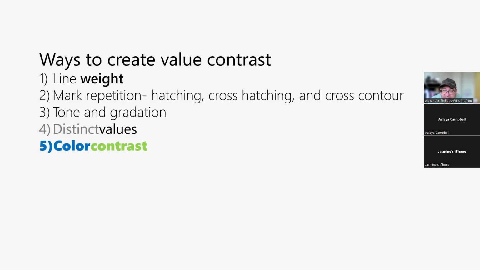Distinct values, right? So if you made a painting of a fox, and you did the fox as a black silhouette, and then the space behind the fox was a gray space, right? It's just a silhouette of a black fox on a gray panel.